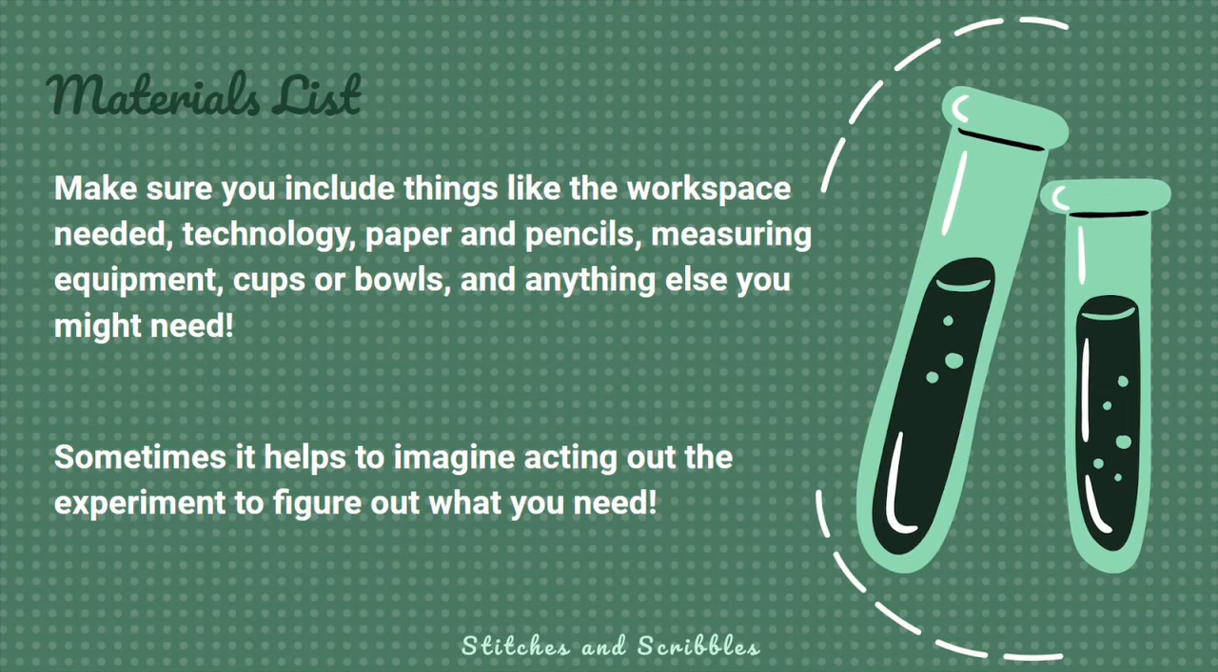Another one to remember is technology. If you're using something like a stopwatch on your Chromebook or a certain website to record information for you, or even audio recording if you're listening for sounds, you need to make sure to include those technology pieces in your materials list. Another important one that almost everyone needs is paper and pencils, because you're going to need some way to take notes during your experiment to write down your data. And then anything like measuring equipment or cups or bowls, especially if you're doing something that involves food, are definitely going to be needed.